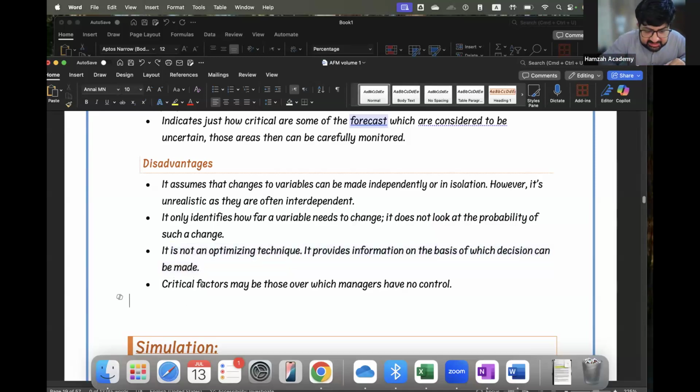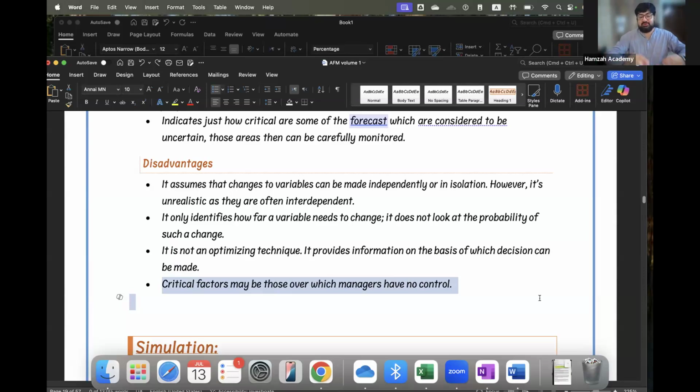The next is that critical factors may be those over which managers have no control. Because selling price may fall because of some weather change, fashion change, government taxes. So what can you do? Nothing. You can identify, okay, this may fall. Sales, sorry. So what to do with that? Or cost may increase because of higher import duties, government taxes. You can't do anything.